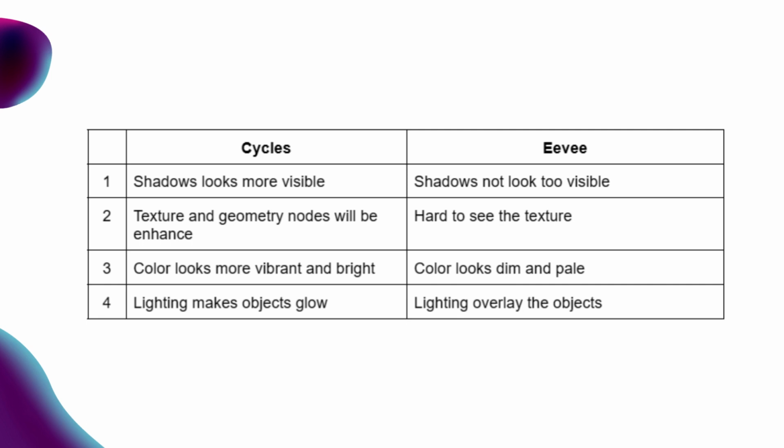Next is the EEVEE render. What we can see in the EEVEE render is that the shadow does not look too visible. Second, it is hard to see the texture. Third, the color looks dim and pale. And lastly, the lighting overlays the objects. So that's the difference in quality between the two renders that we have found. Next, the slide for the conclusion.